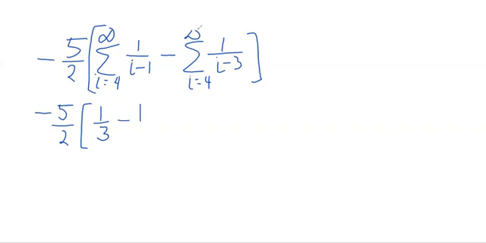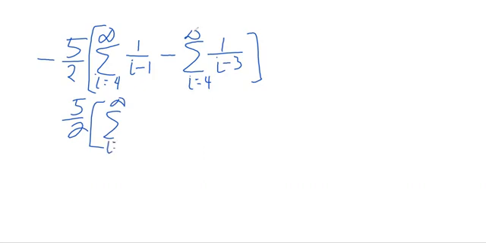Actually, you know what? It just occurred to me. I don't like this in the wrong order. I'm going to go ahead and reverse the process. I'm going to go ahead and turn everything into a positive. I'm going to make it 5 halves times the summation. So I probably should have just factored out 5 halves. It's just going to flip the difference is what it's going to do.